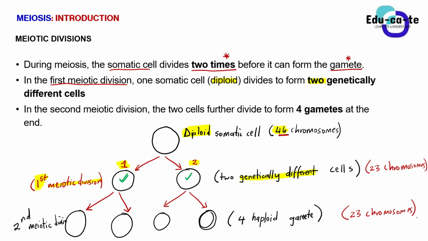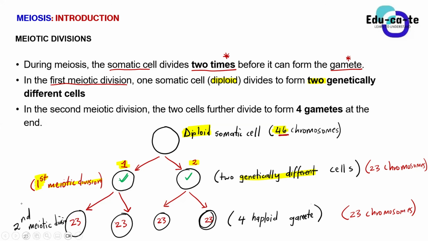Does the maths add up here, guys? If you don't want to think about the mathematics, it's fine. But each of these 4 haploid gametes that are formed at the end must all have 23 chromosomes in them. Each and every one, 23. The first one, 23 chromosomes. The second one, 23 chromosomes. The third one, 23 chromosomes. The fourth one, 23 chromosomes.